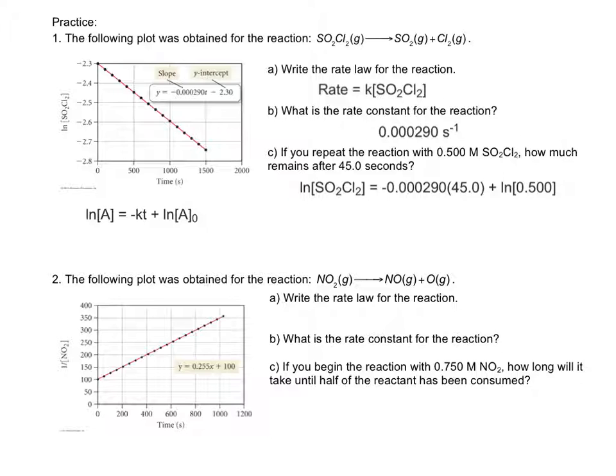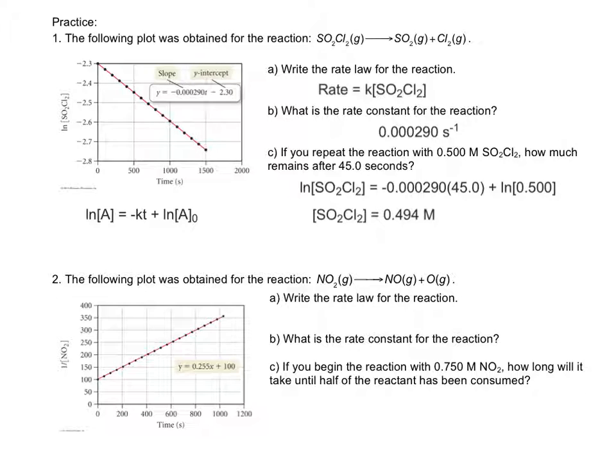I'm not going to spend a lot of time solving this. If you have questions about how to solve equations with the natural log, you can come see me, but I know a lot of you have covered that in math already. So when we solve that, we get that the concentration of A is equal to 0.494 molar. And so you can see that in 45 seconds, not a whole lot of it reacts.